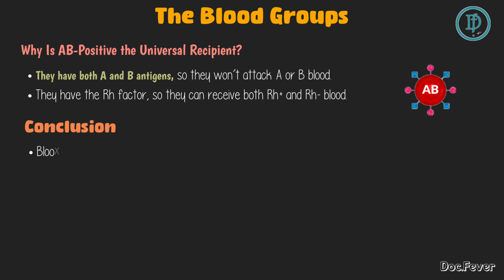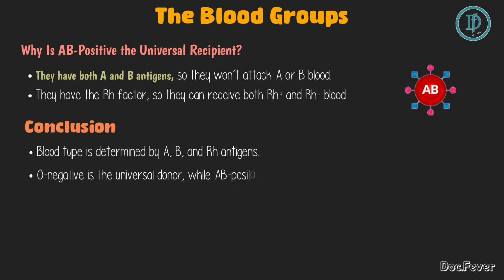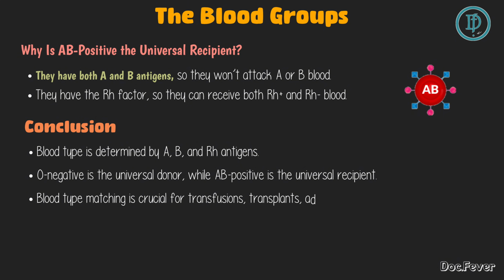Let's recap. Blood type is determined by A, B and Rh antigens. O negative is the universal donor while AB positive is the universal recipient. Blood type matching is important for transfusion, transplants and pregnancy.